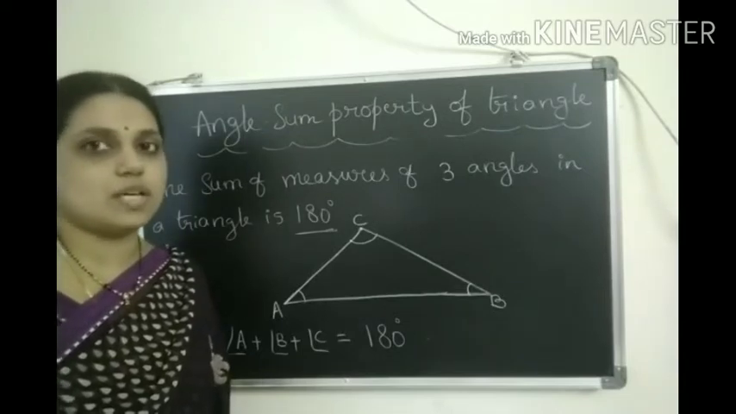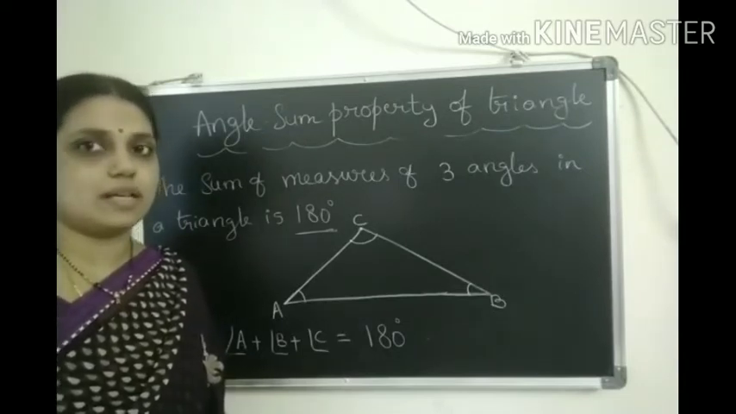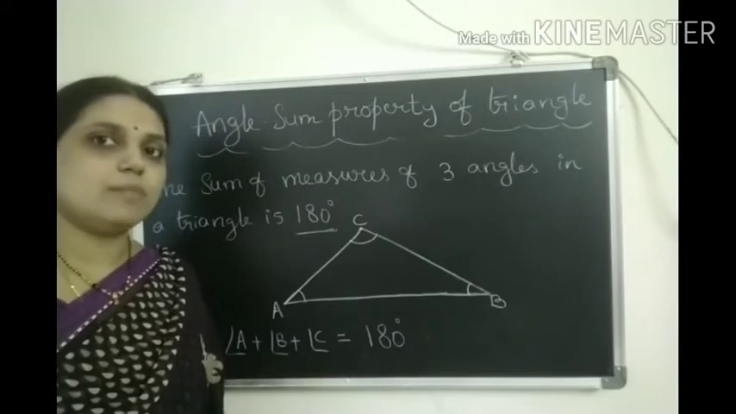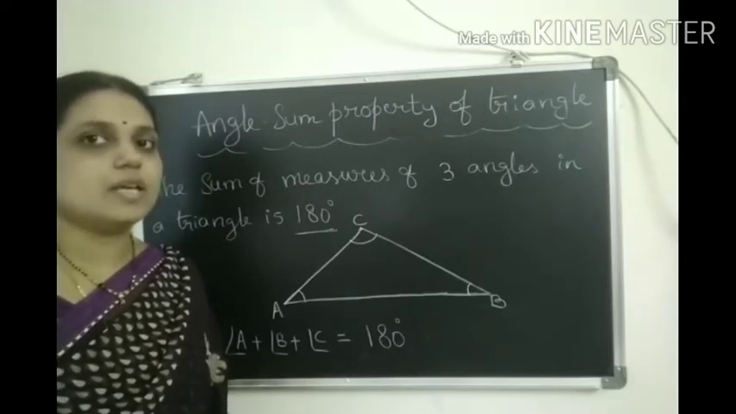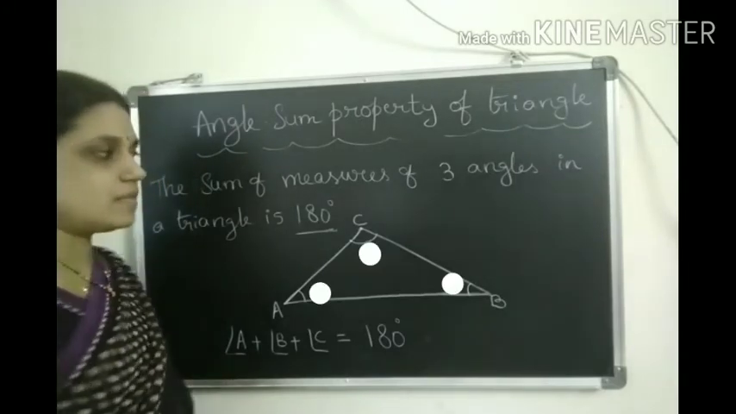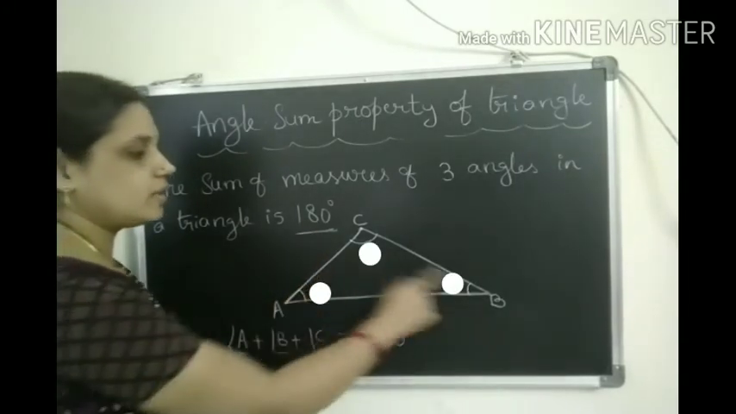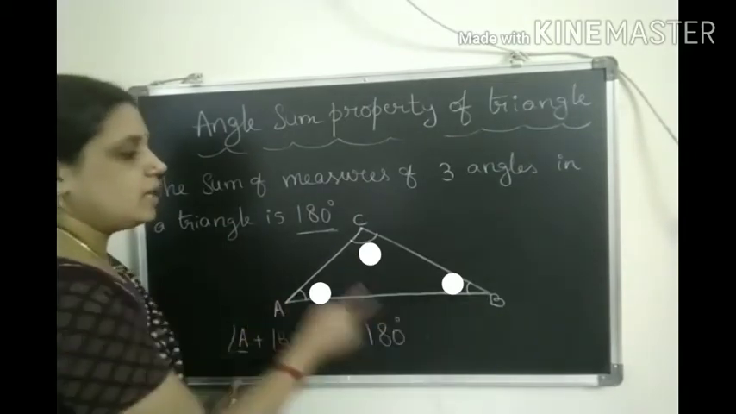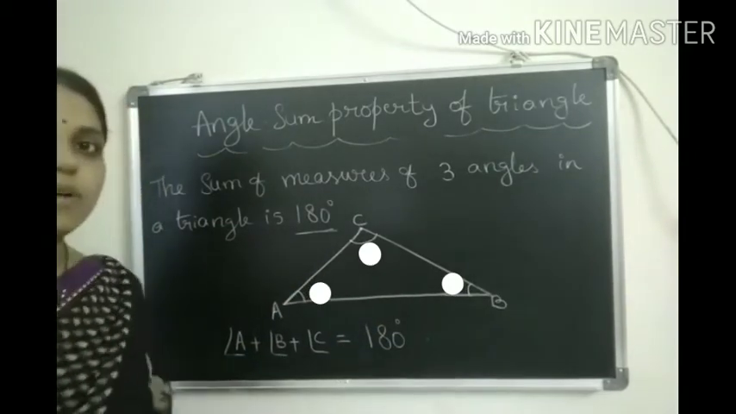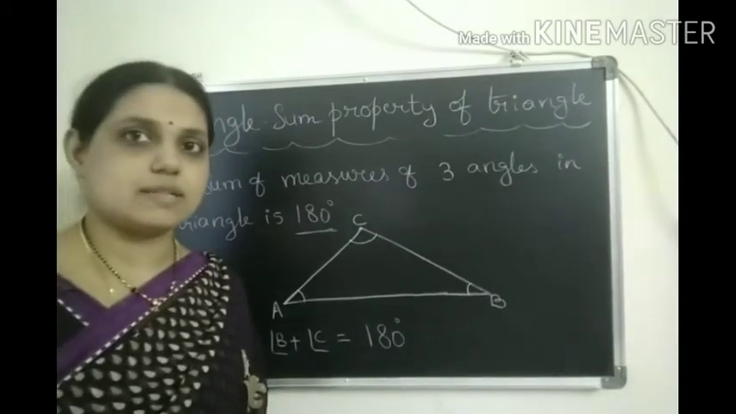You can even check it yourself by drawing a triangle in your rough notebook, measuring all three angles using a protractor, and adding them. The sum will always be 180 degrees. Here I have drawn a figure, triangle ABC. So angle A plus angle B plus angle C is equal to 180 degrees.